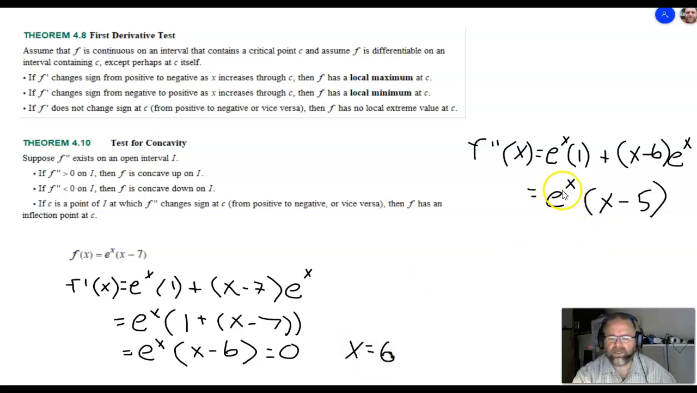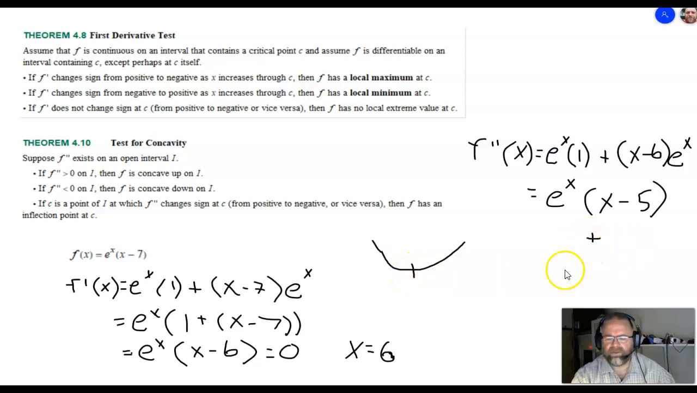We're going to get e to the 6th, which is a positive number, and 6 minus 5 is equal to 1, so that's a positive number. A positive number times a positive number is positive. That means that this is concave up. And if it's concave up, that means we're going to have a local minimum wherever the lowest point is. So that's what that tells us.